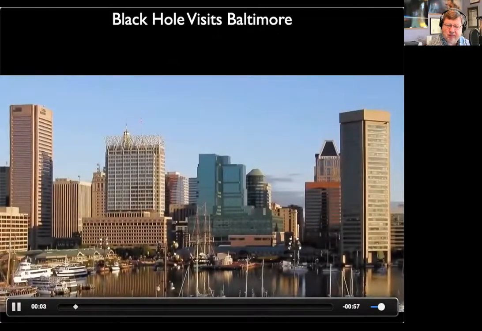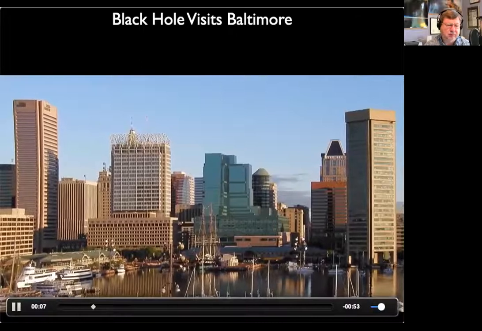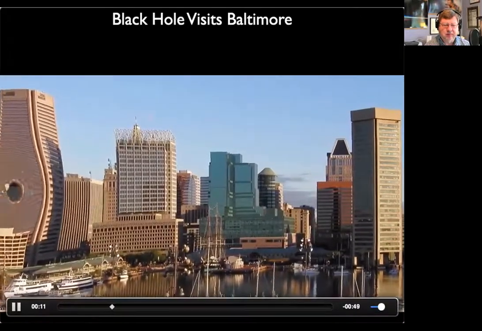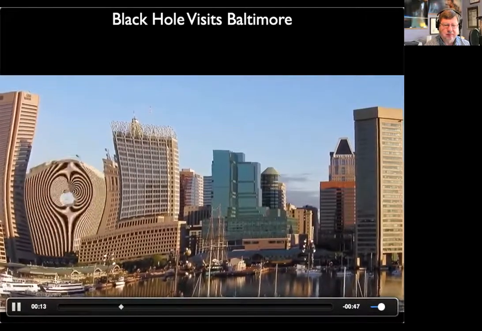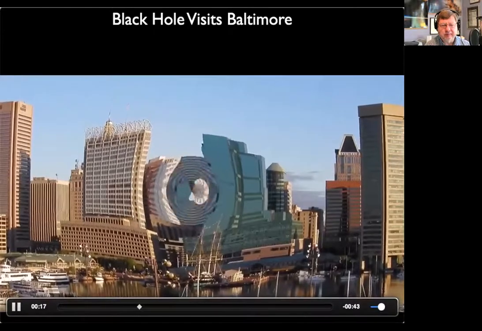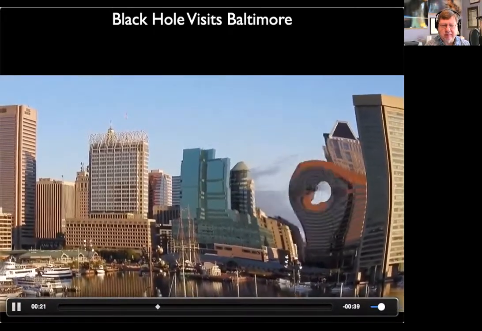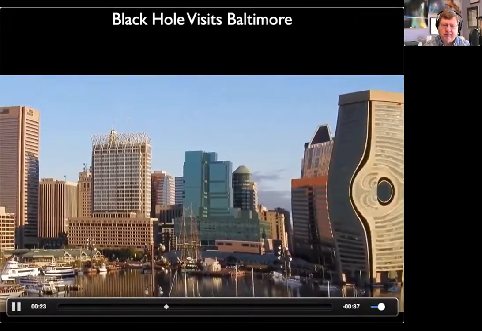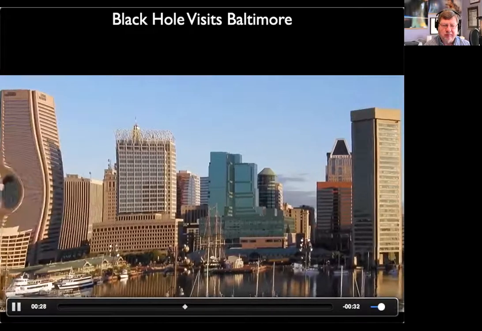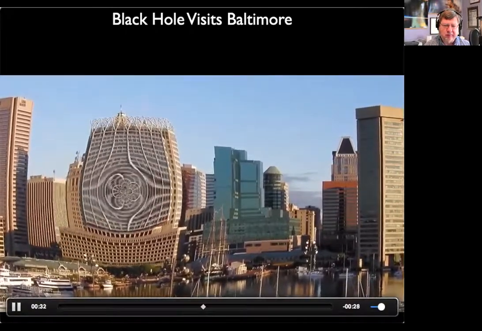This scientific visualization demonstrates the visual distortion known as gravitational lensing. A black hole with roughly the mass of Saturn is imagined to pass over the inner harbor in Baltimore, Maryland. The view of the buildings on the far side of the harbor are distorted using the calculated effects of Einstein's general relativity. A black hole warps the space around it. Light that passes near a black hole will follow curved paths and can create multiple images and other visual artifacts.